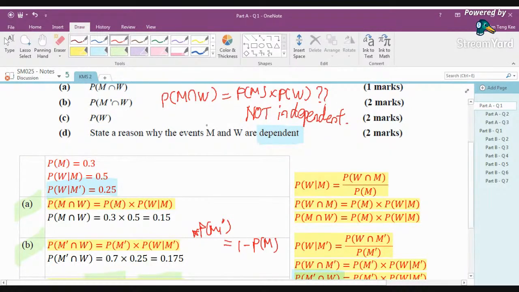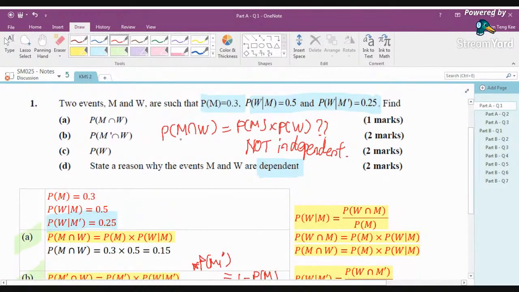So in this question, you don't have to calculate the intersection anymore for part D, because we already have the result in part A. We're just going to make use of the result in part A as reference later. What we need to do now is calculate the multiplication of P(M) and P(W), then compare with the result in part A.